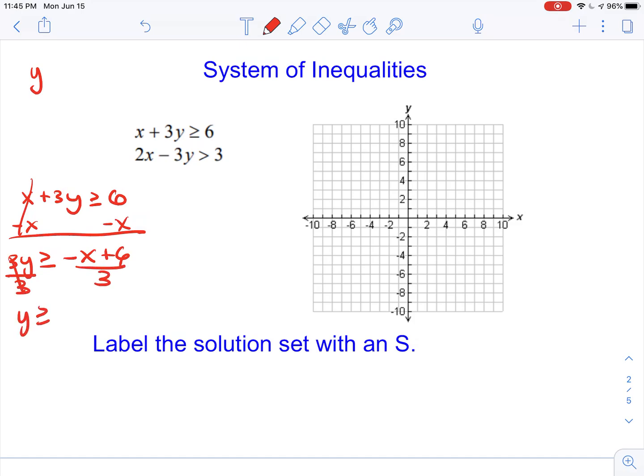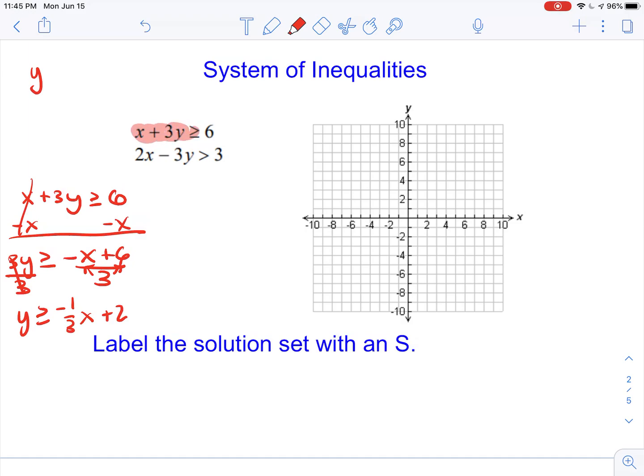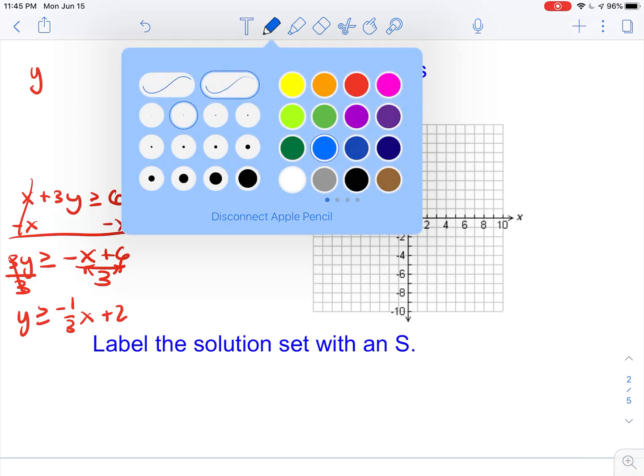And I get y is greater than or equal to, so I get minus 1/3 x. And then remember, this goes to both of them, plus 2. Okay? And just to be color-coded, right? It's always good to color-code if you can possibly do so. If not, you want to make sure you definitely label your equations. But I'm going to say the second one's going to be our blue equation.